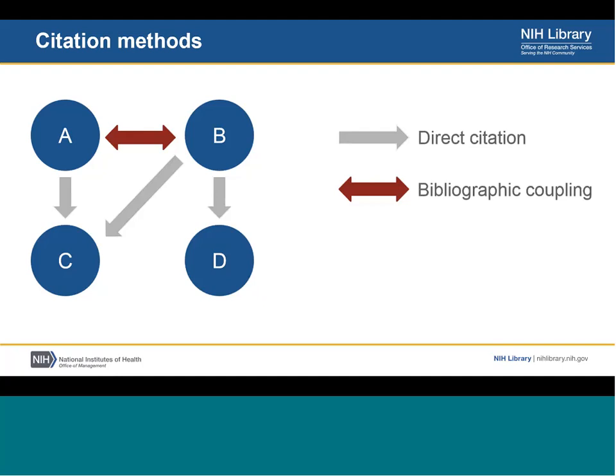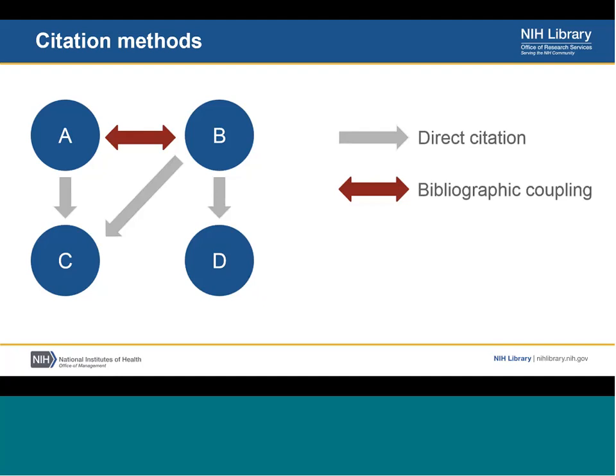that's an indication that A and B are in some way related to one another, even though there's no direct citation link between A and B. But because they both refer to C, there's some indication that A and B are related to one another. So that's what bibliographic coupling is: it connects papers based on shared references.